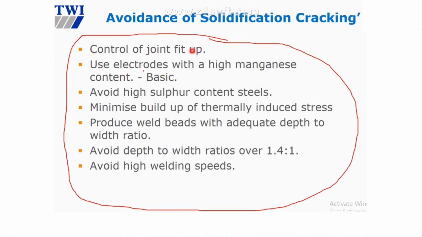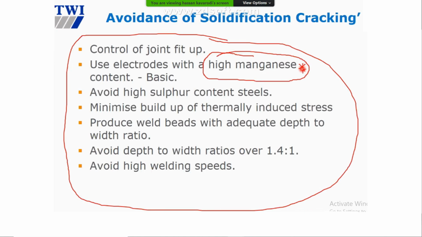Control joint fit up to avoid solidification cracking. Use an electrode with high manganese. Highlight this: high manganese is better. Why high manganese? If you use an electrode with high manganese, the manganese will form a spherical ball which will tie up the grain. So that's the good thing about manganese here. It helps avoid solidification cracking. High manganese in the electrode.